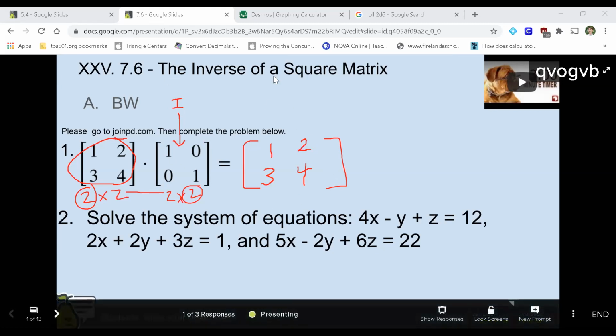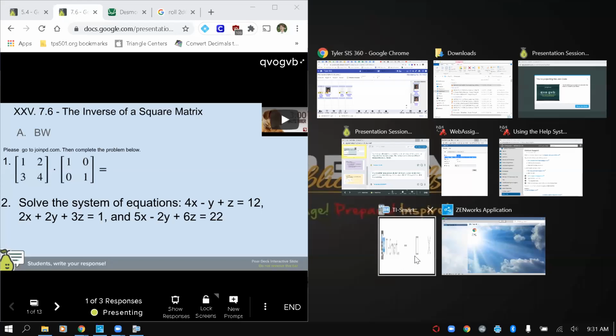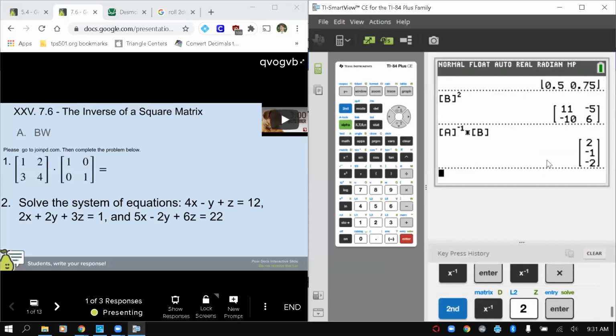All right, number 2 here. We can solve this in the calculator. How do I do this? Stop share, reshare, whole screen. Okay, put this here, calculator here. Very good.